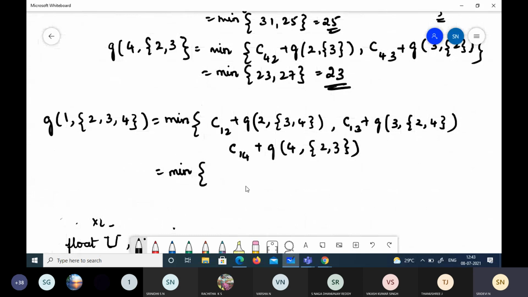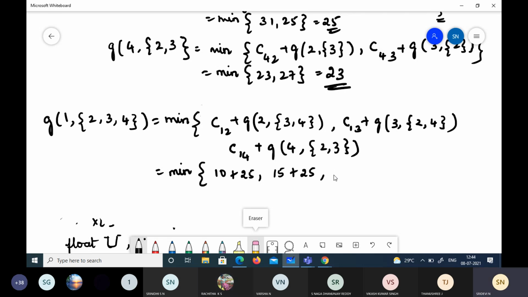Yes, tell me 1 2 value. 10. 10 plus G of 2 3, 25. Yes, 25. Next one, 1 3 is how much? Just checking the graph. Yeah, how much? 15, ma'am. 15 plus, what do we have with G of 3 of 2 comma 4? It is 25. Yes, ma'am.